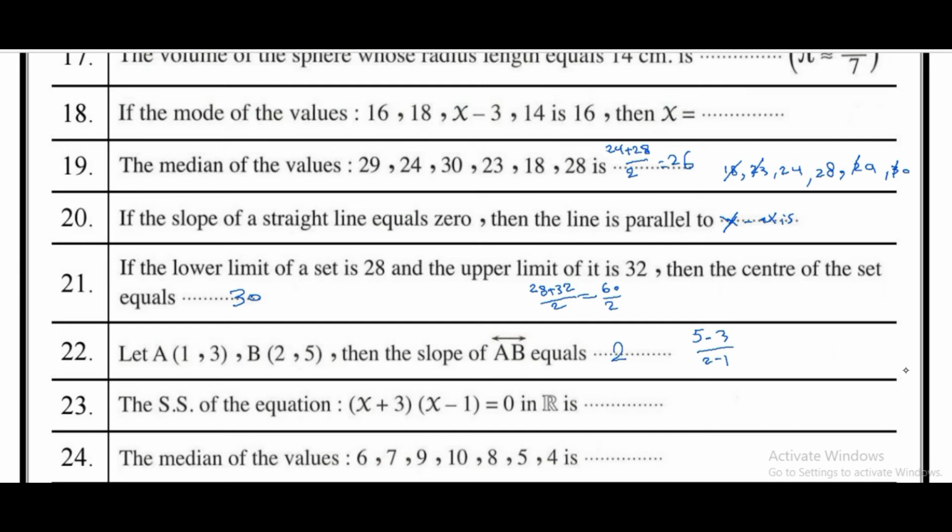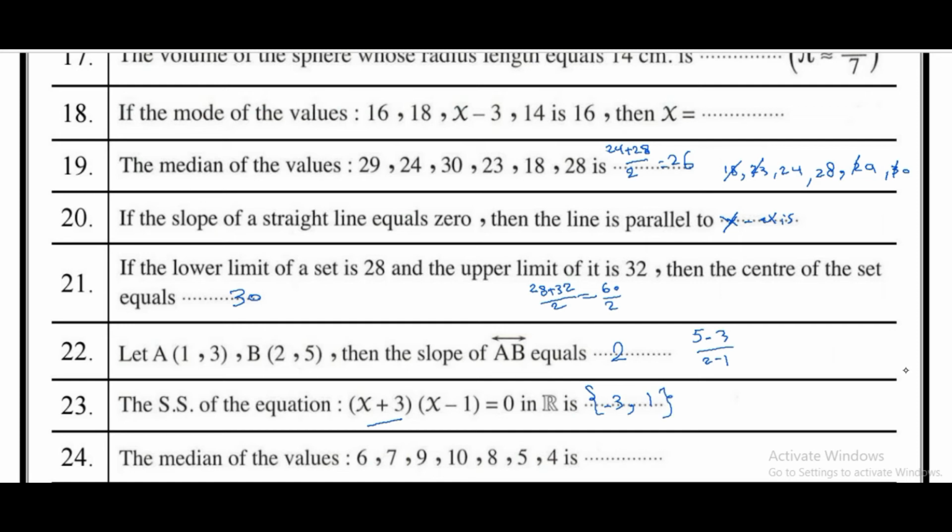The solution set of the equation (x plus 3) multiplied by (x minus 1) equals 0. As long as I have two brackets multiplied equal to 0, I set each one to 0, so x is negative 3. And I set the other one to 0: x minus 1 equals 0, so x is 1. The solution set is negative 3 and 1.